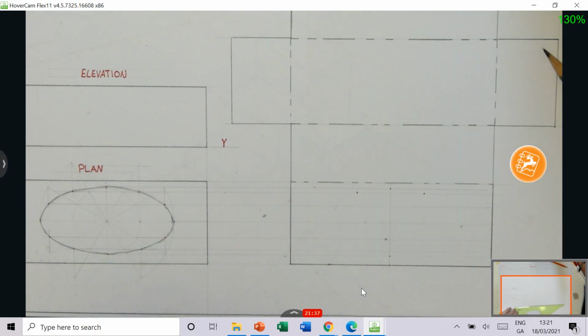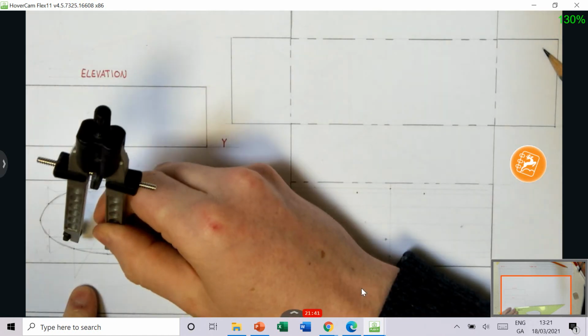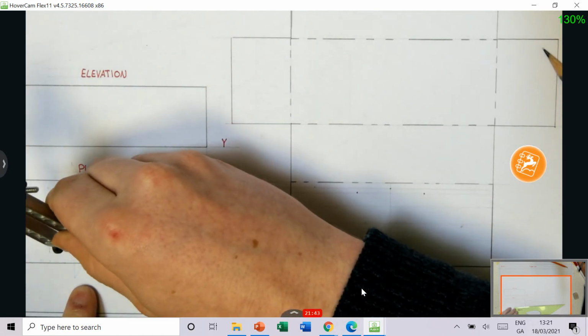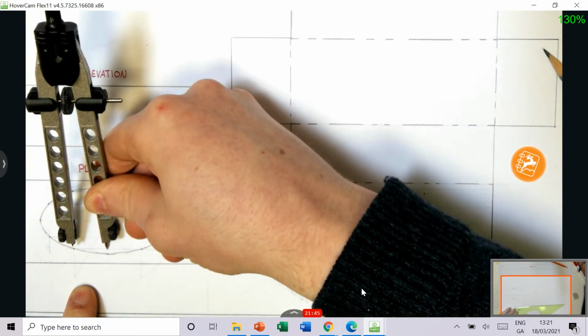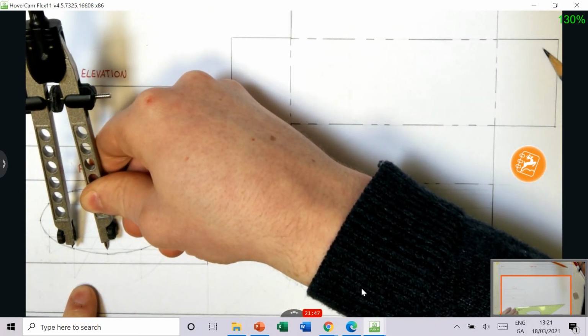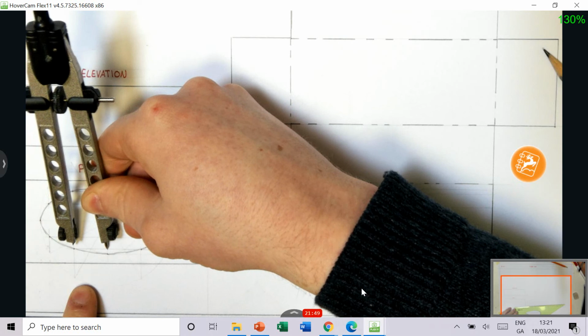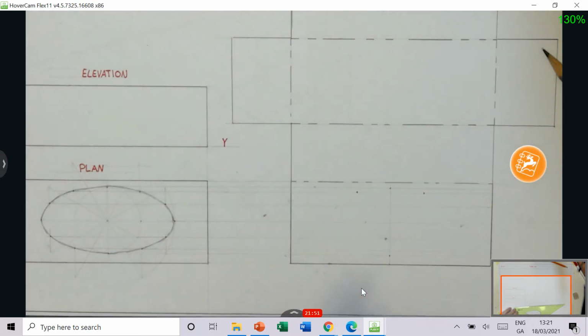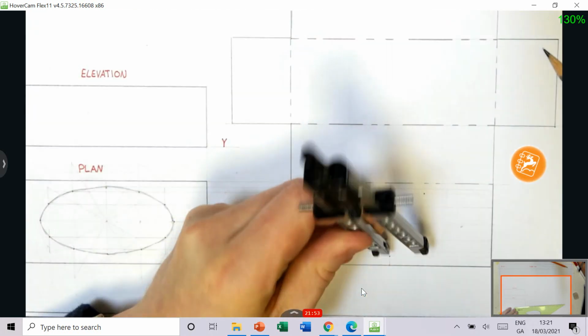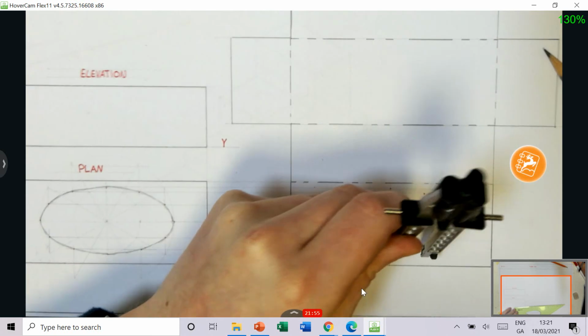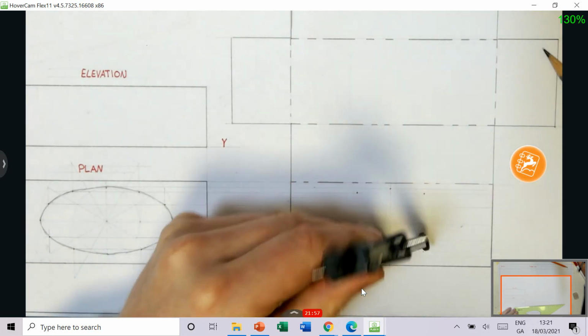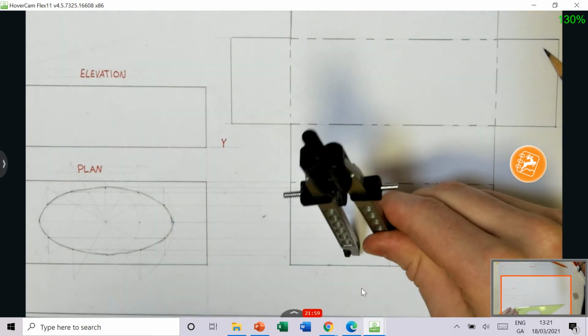Okay, and if you go down to these 2 points down here, you'll notice that it is the same measurement. Okay, so if I go to the center point and to that point, same measurement. So bring that across and scribe them 2 points while you're at it. 1 and 2.